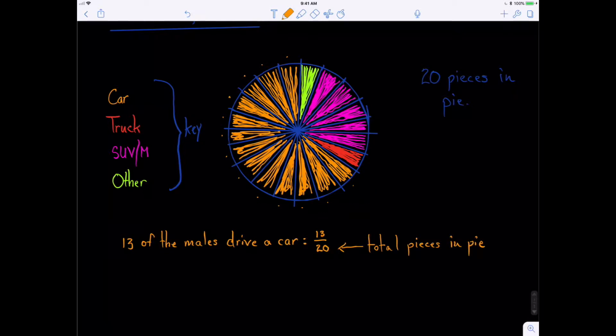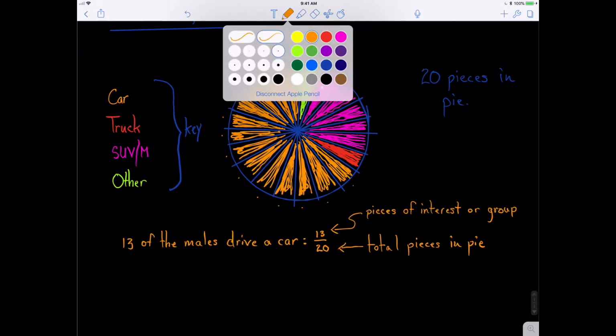The 13, these are the pieces of interest, or group. In this case, that group are those that drive cars. So let's continue this idea.